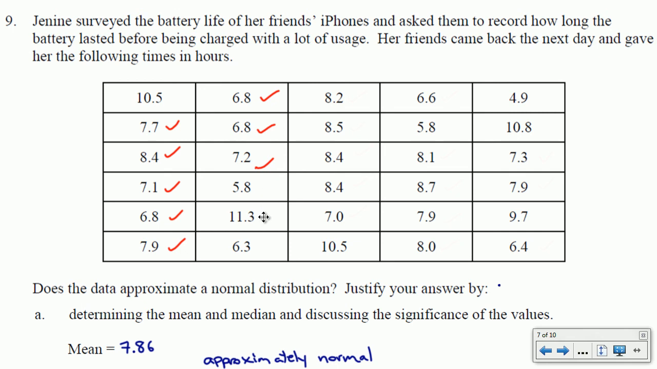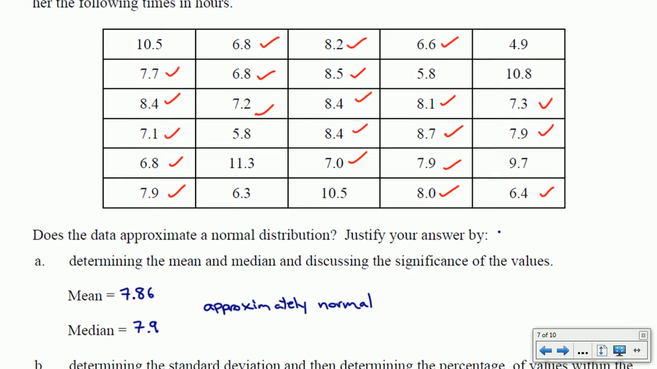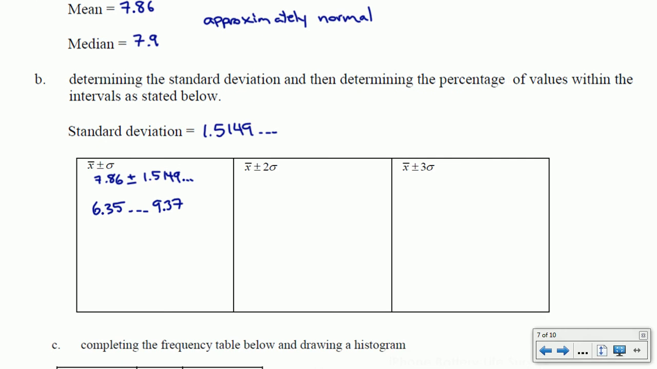This one is outside. This one is outside as well. This one is close, but it is lower than 6.35. All of these fit. That one's out. All of these ones fit. These two are out, and these three are in. This one's a bit close, but again, it's outside of one standard deviation. So in total, we have 21 people with a phone battery that lasts between 6.35 and 9.37. So 21 out of 30 phones fit within one standard deviation of the mean, which is about 70%.